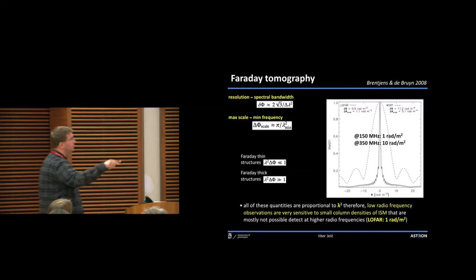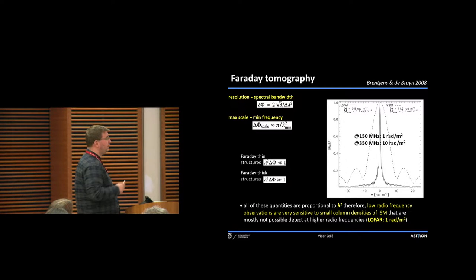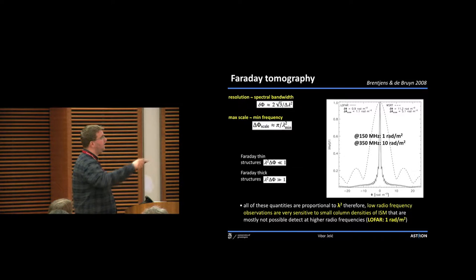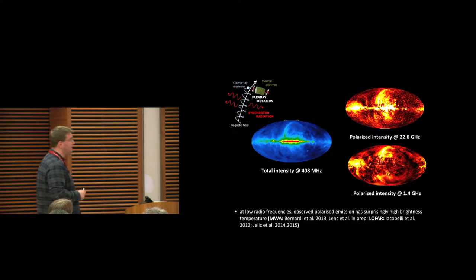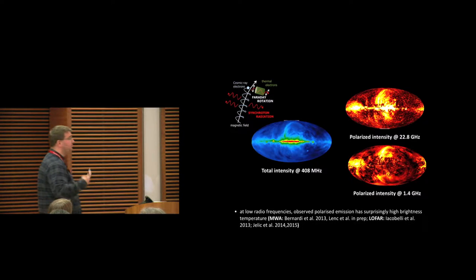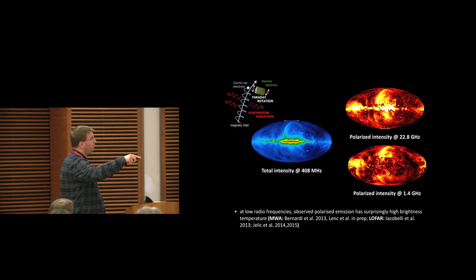And here is just to remind ourselves how the galactic emission looks in different frequency regimes. On the left-hand side, we see the total intensity, and on the right-hand side, we see the polarized intensity at higher frequencies and slightly lower frequencies. And we see that the structures of polarized emission at lower frequencies, all of this emission and the small-scale features that are present here, while not visible here, are caused by Faraday rotation and depolarization effects.